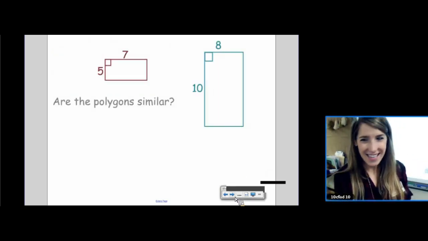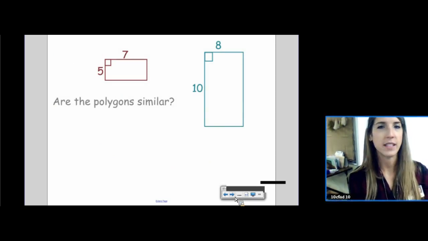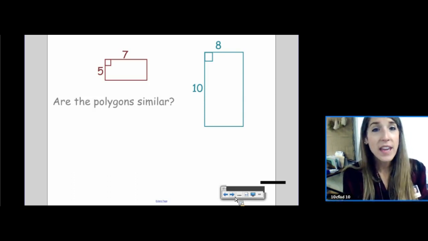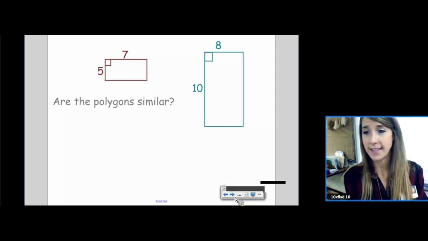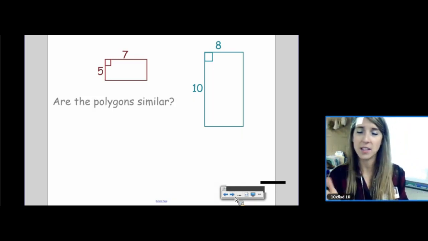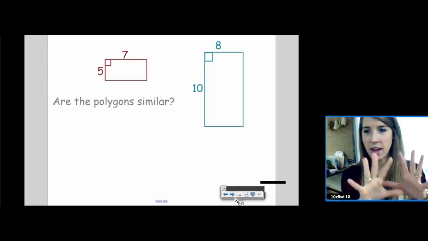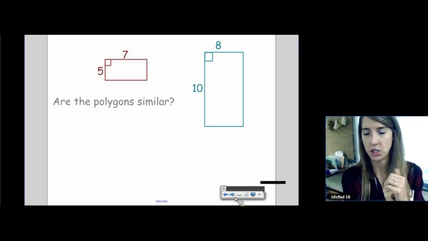Let's start with an easier one in the coordinate plane. Are these polygons similar? Yes or no question. Don't answer yet. One thing you could check is the angles. We are pretty much relying on these being rectangles. We're given that right angle, so we're assuming it's a rectangle. So their angles are congruent. They're all 90 on both figures, so we've got that one box checked.